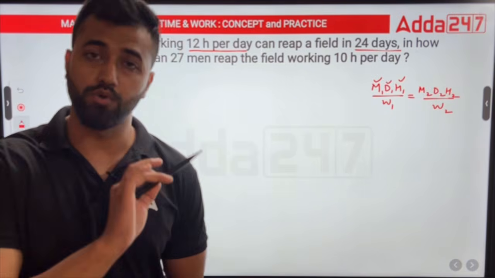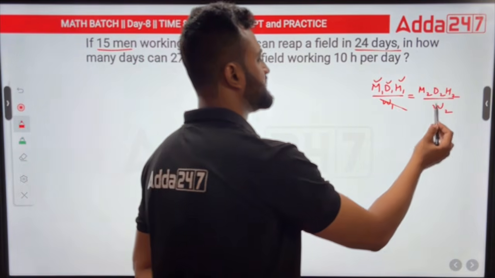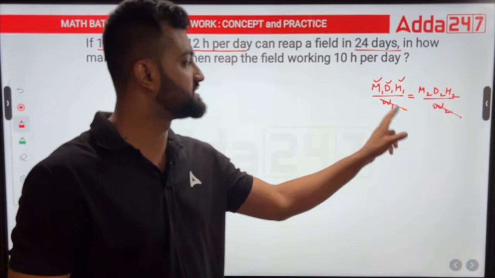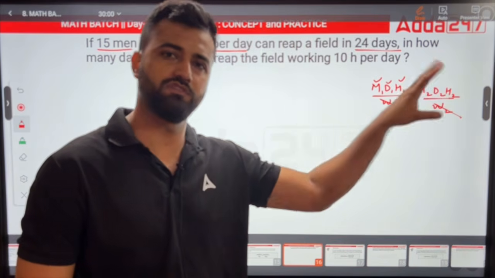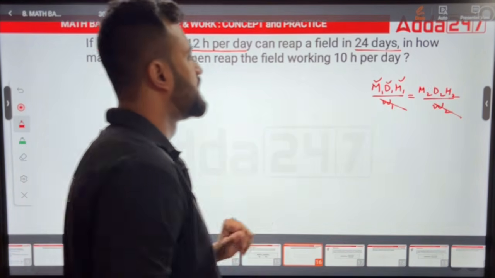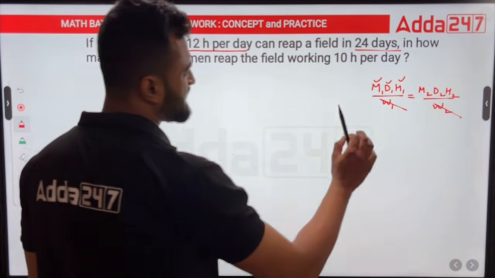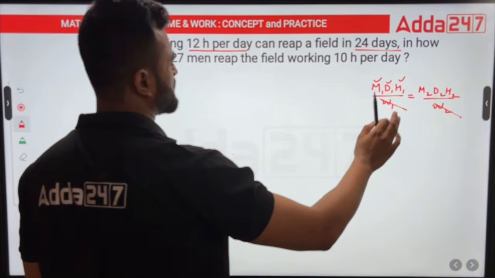Did they give us work? No, right? So you can remove work. That is why I said you can modify the formula. Sometimes they might give you only men and days, so just remove hours. So this is how you can modify the formula yourself. Out here we can remove the work because they have not mentioned anything. In short, they are asking us to do it for the same work.